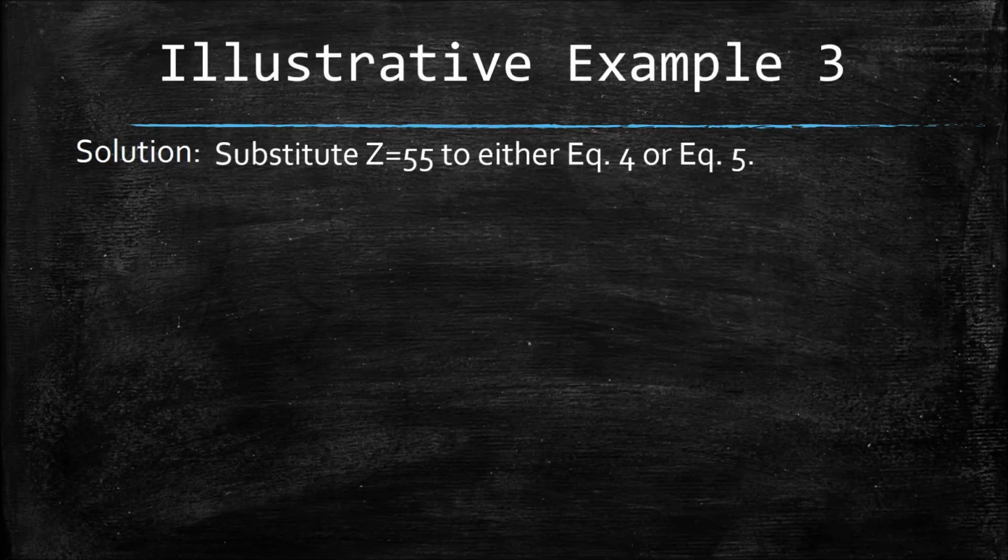Substitute z is equal to 55 to either equation 4 or equation 5. Let's say equation 4. Since we know that z is 55, we can write that as y plus 2 times 55 is equal to 140. y plus 110 is equal to 140. y is equal to 140 minus 110. y then is 30.